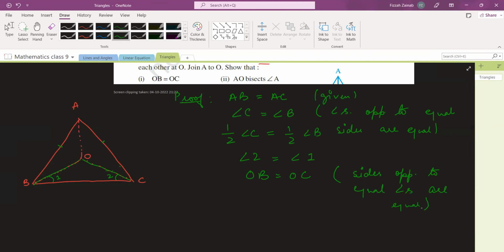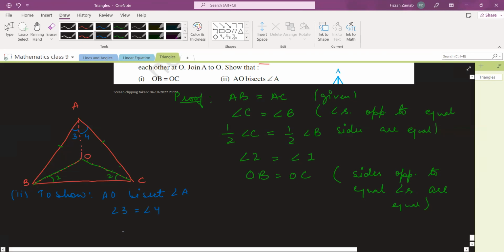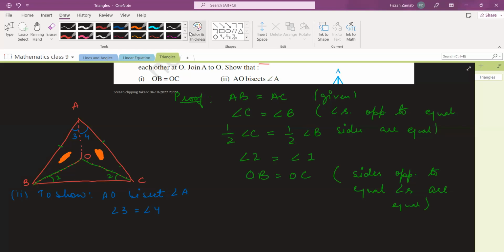Now second part. So you have to show that AO bisects angle A. It was not given in the question that AO is the bisector, right? We simply joined it. So that means you have to show that angle 3 is equal to angle 4, right? Okay, how will we do it? We can do one thing: if somehow we show that this triangle is congruent to this triangle, then by CPCT we can say that angle 3 is equal to angle 4, isn't it? Yes. So let us try to show these two triangles congruent.